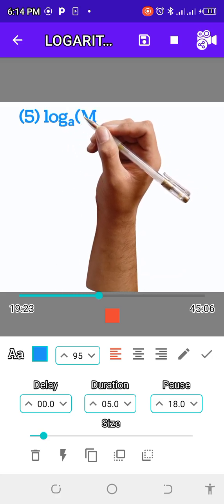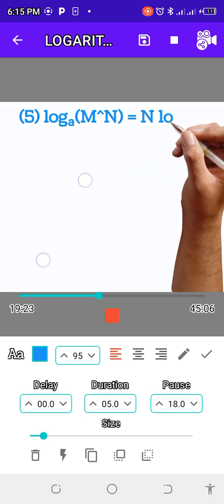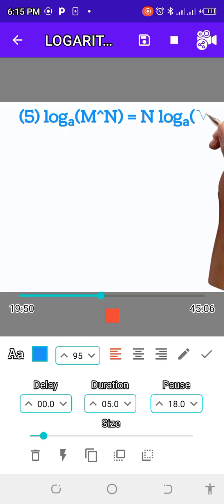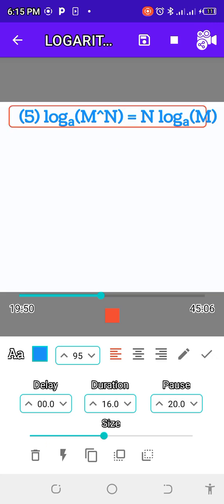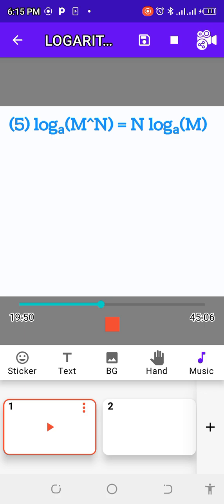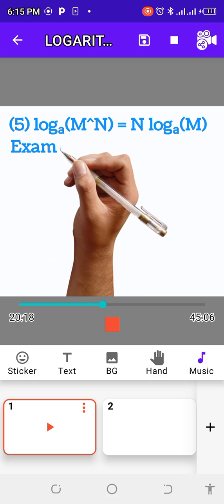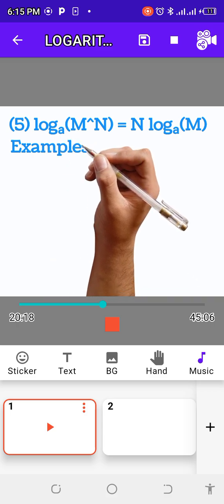Now, this is the 5th law. This law is known as the power law. It says log m raised to power n is equal to n log m. Log m raised to power n base a is equal to n log m. We are still going to take examples on this law to see how it is applied.